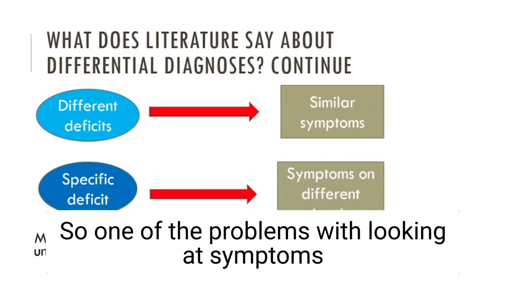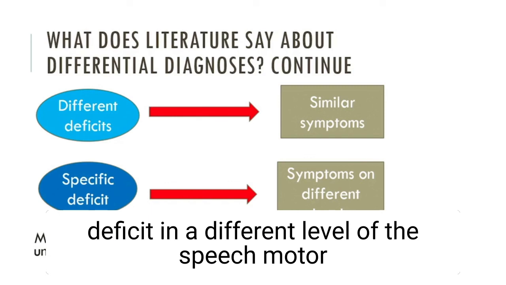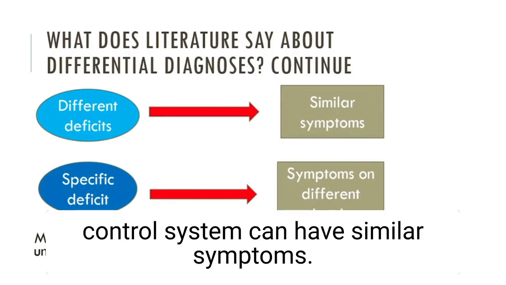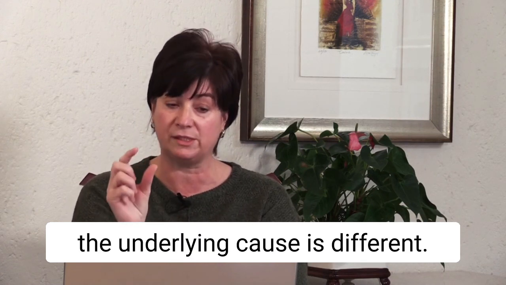So one of the problems with looking at symptoms alone is that a different deficit, at a different level of the speech motor control system, can have similar symptoms. So symptoms sound similar, but the underlying cause is different.